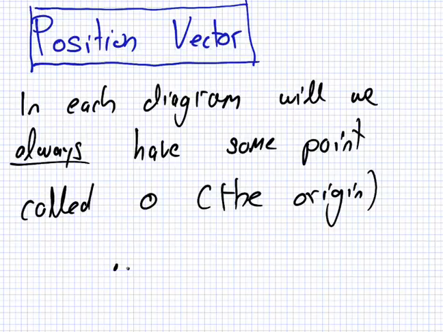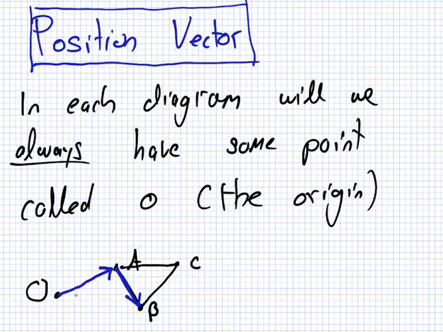So for example here, maybe here's a triangle A, B, C. There's always going to be some point in the diagram called O. What vector is this one here that I'm drawing? AB, yeah. And what's this vector here? OA. And this one here? OB, for example.